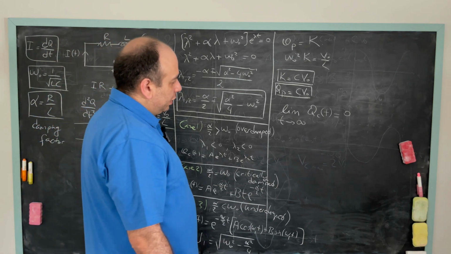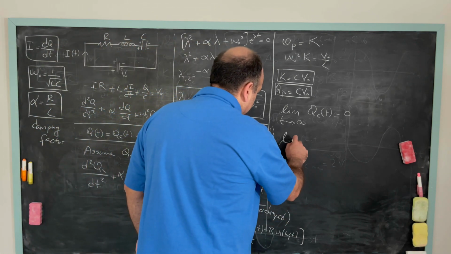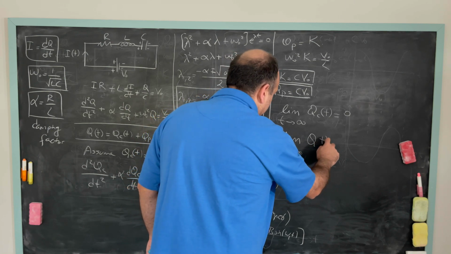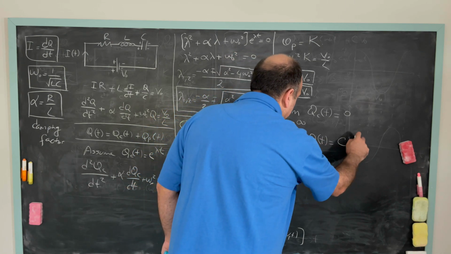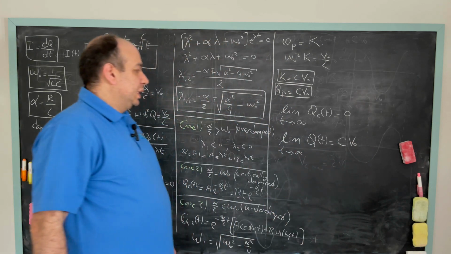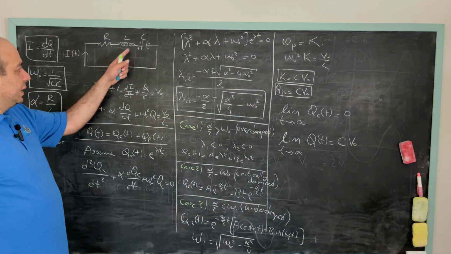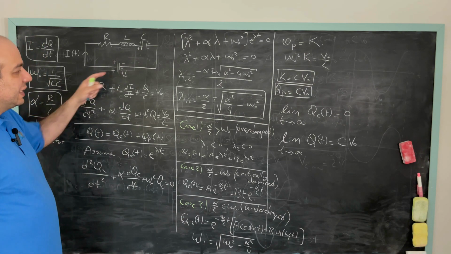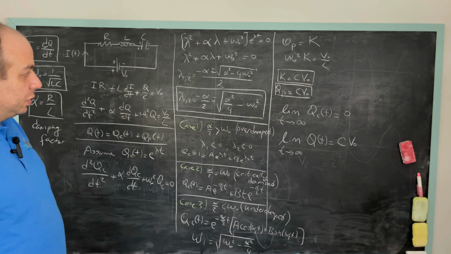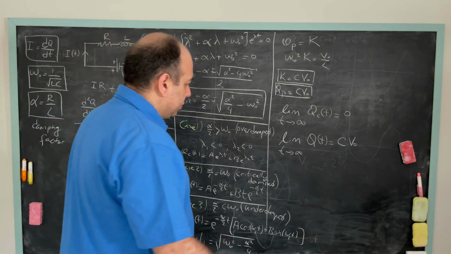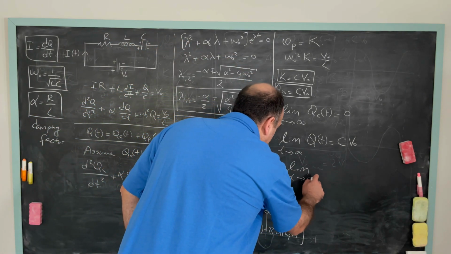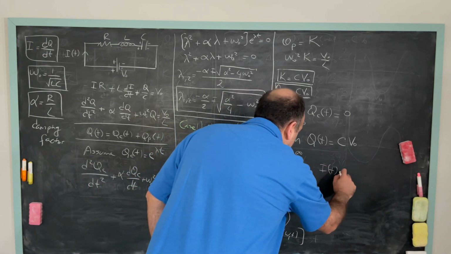So if we wait long enough, the limit when t goes to infinity of Q of t is simply equal to C times V naught. In other words, the potential drop across the capacitor would be simply equal to V naught, and the current in the circuit should tend to 0, right? So this is also another observation here: the limit when t goes to infinity, the current in the circuit must be equal to 0.